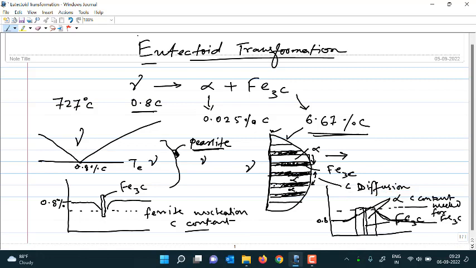Okay. And as you could see from here, as I was mentioning, this would also ensure that the diffusion distance for the carbon atoms is minimized, right. It does not have to really go through a large diffusion path for this transformation to occur. So, that will make sure that the transformation proceeds without much difficulty, at least in terms of the redistribution of the carbon atoms. Okay. All right. So, that was about the pearlite transformation.